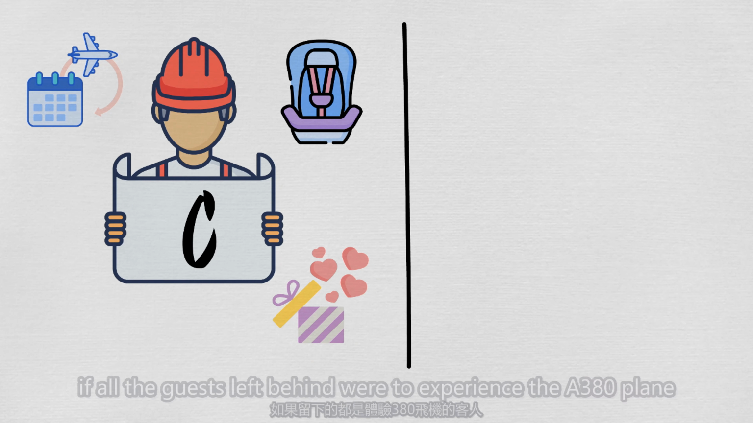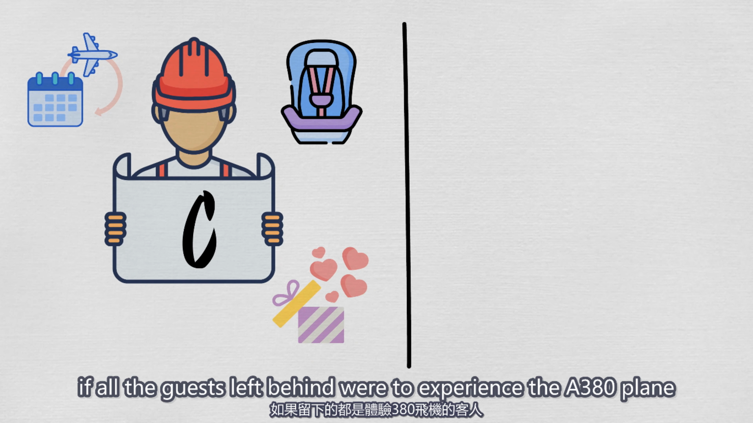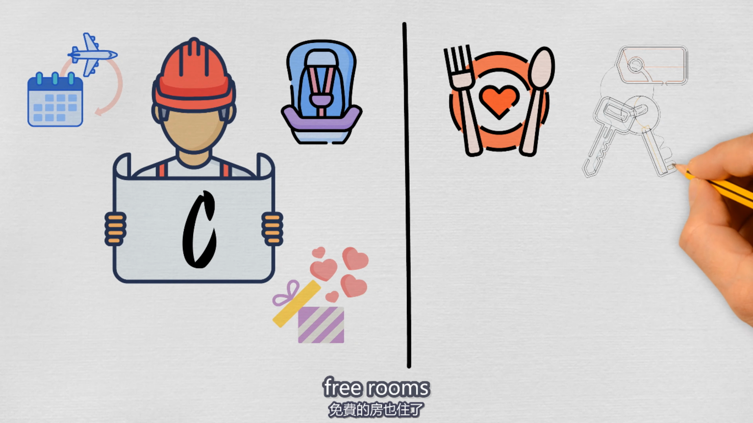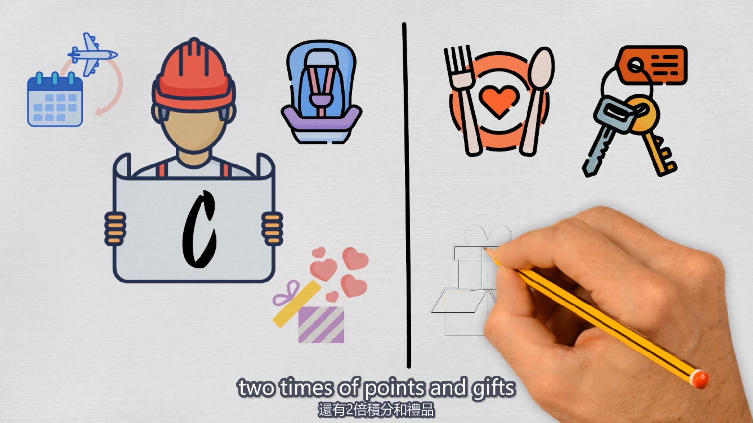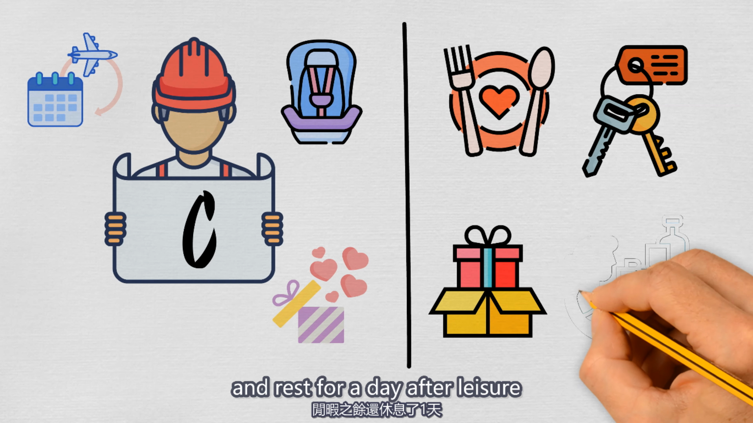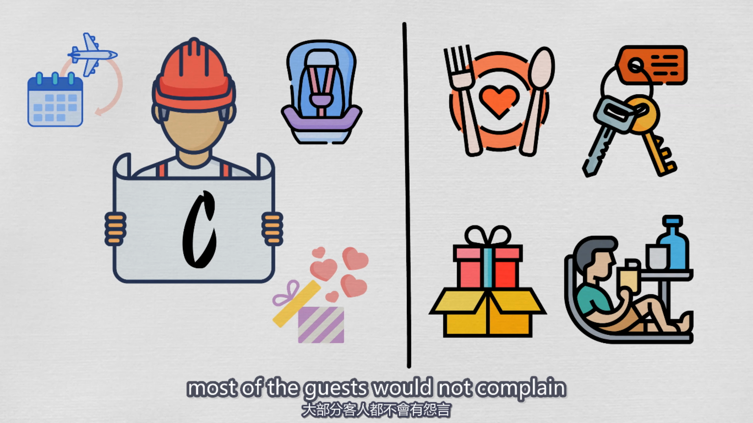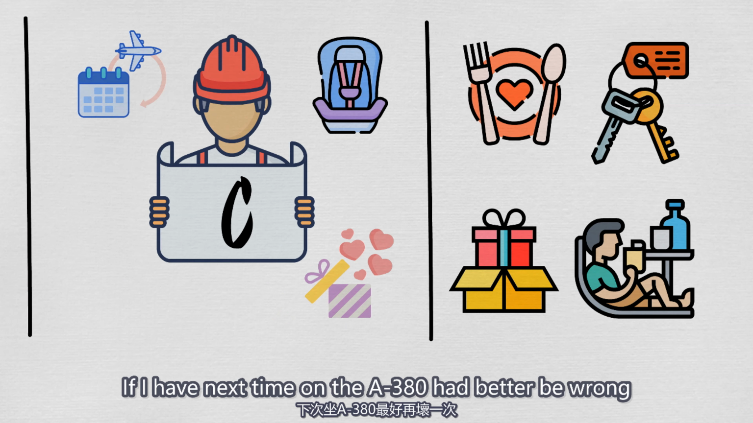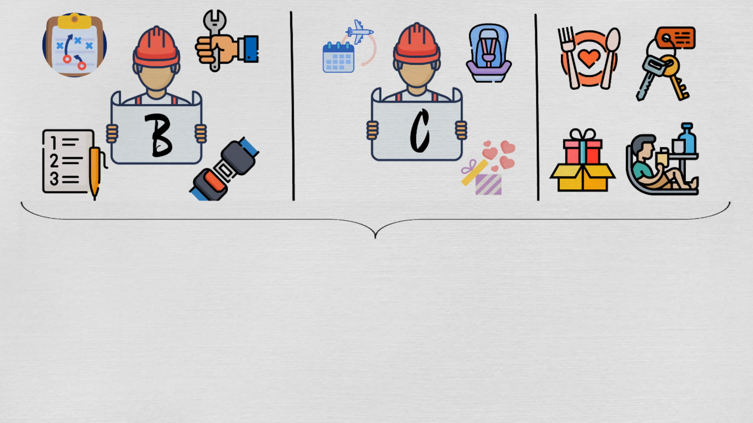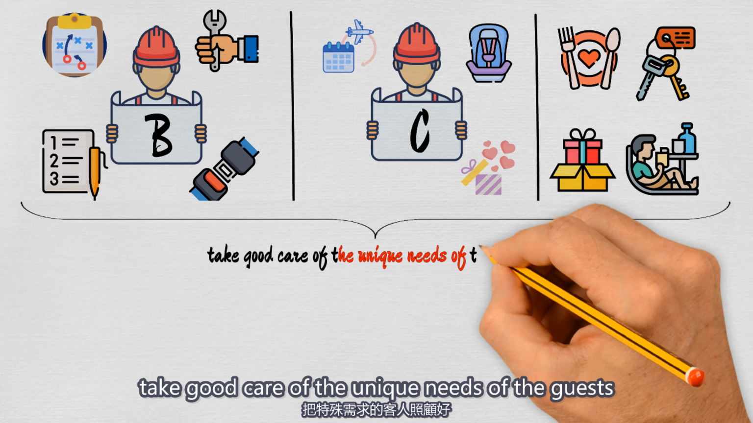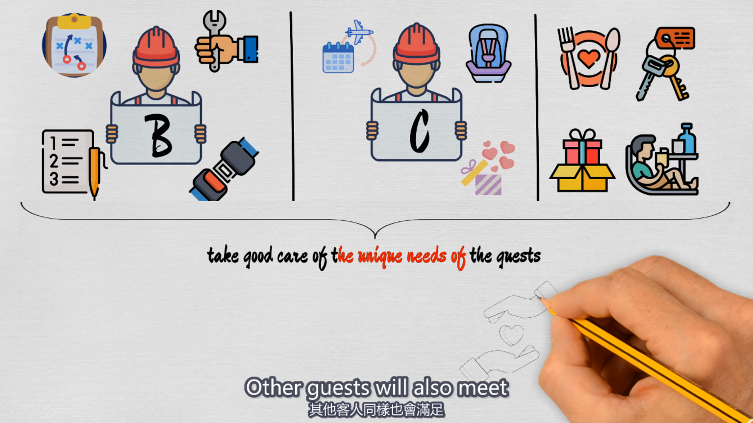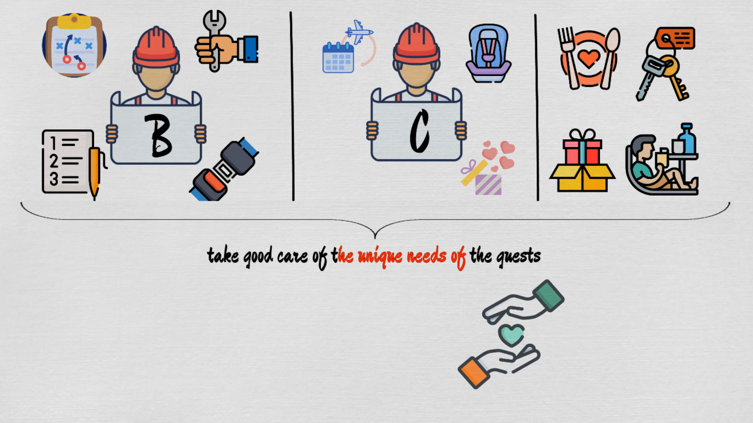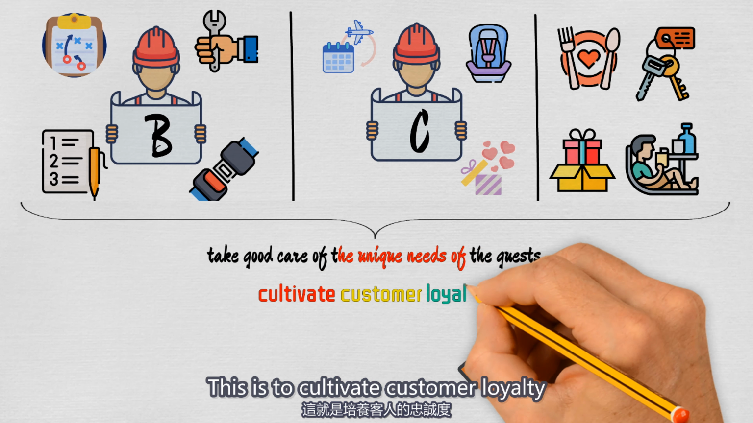In fact, if all the guests left behind were to experience the A380 plane, including free meals, free rooms, 2 times the points and gifts, and a day of rest after leisure, most of the guests would not complain, but would think, if I have a next time on the A380, it had better not go wrong again. So, take good care of the unique needs of the guests. Other guests will also meet, and the next ride is the first time they will think of us. This is to cultivate customer loyalty.